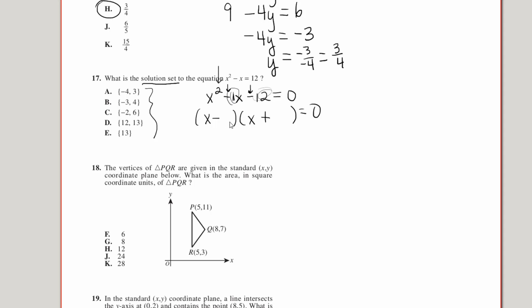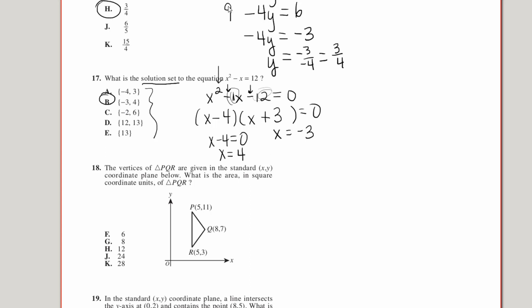And so when I think of multiplying to get 12, I'm going to think about 4 and 3 because their difference is 1. So 4 is in front of the negative, the larger number, and then a positive 3. We set these equal to 0 to find what these values are. x equals 4 and x equals negative 3. And that turns out to be answer choice B, where we have the solution set negative 3, positive 4.